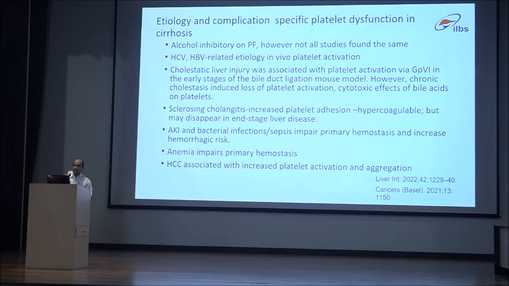Cholestatic liver disease initially can cause platelet activation, but subsequently, because of the toxic bile acids, the platelet function will deteriorate. Sclerosing cholangitis increases platelet adhesion and creates a hypercoagulable status, but eventually it may disappear when the disease advances. AKI and bacterial infection can impair the primary hemostasis and increase hemorrhagic risk. Anemia, of course, requires a separate topic on how it will affect platelet functions. And HCC is associated with platelet activation and aggregation.